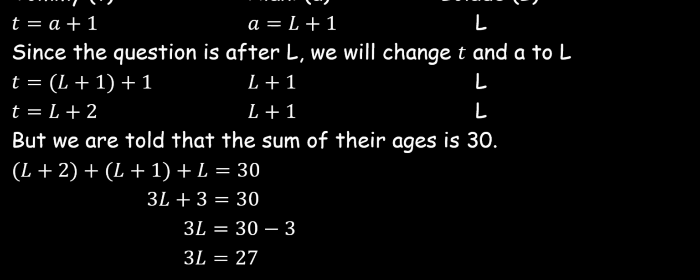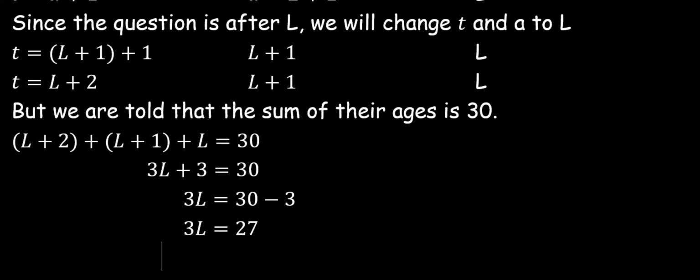Next, we divide both sides by the coefficient of L, which is 3. We have 3L divided by 3 equals 27 divided by 3. L will be equal to 9 years.